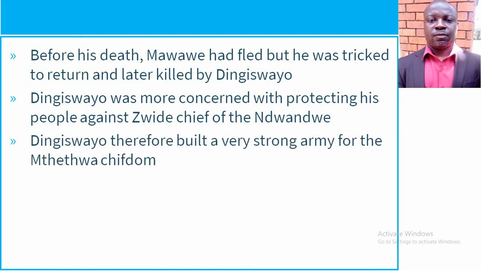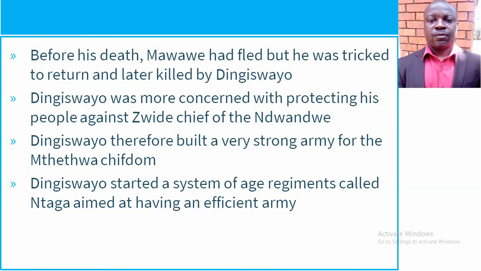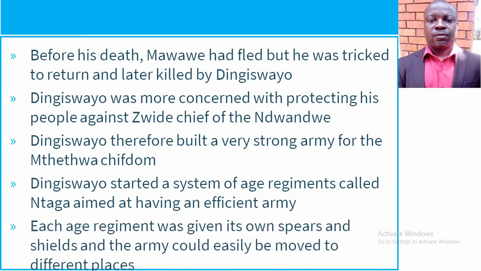So Dingiswayo therefore built a very strong army for the Mthethwa chiefdom. Now when you look at this, of course this is an achievement. Dingiswayo started a system of age regiments called Ntanga, aimed at having an efficient army. So when we talk about age regiments, we are talking about organizing fighters according to their age. This is what Dingiswayo did, and it was such an efficient army at the time.